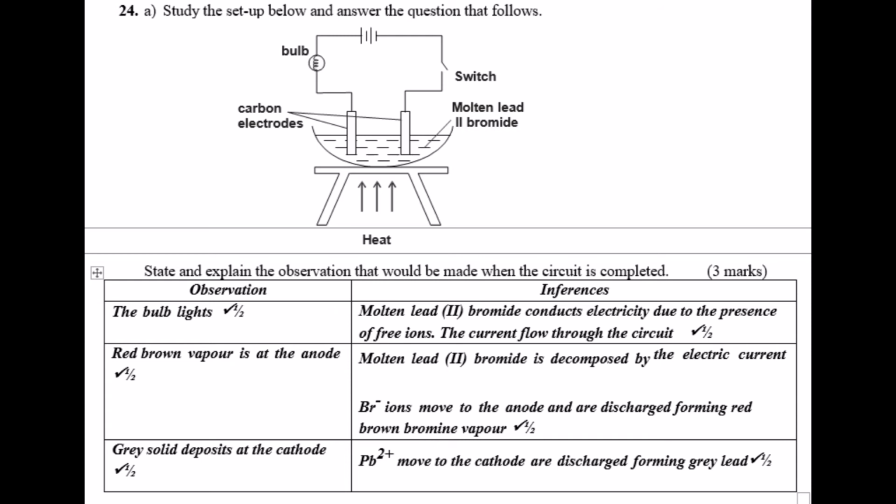Question number 24. You're given that electrolytic process, with 3 observations. The bulb will light, the reason being molten lead bromide will conduct electricity because of the free ions in it. Then there will be a red-brown vapor at the anode, that is the bromide ions being discharged. They are undergoing what we call oxidation to form bromine gas. Gray solids are formed at the cathode, that is the lead ions being reduced to lead metal, that is gray.